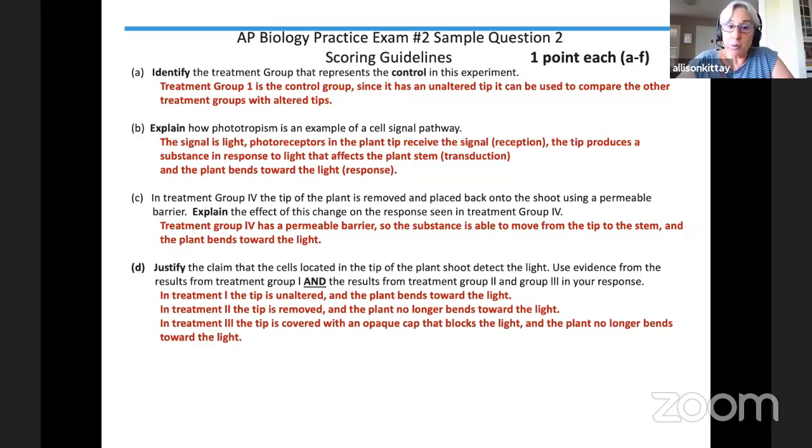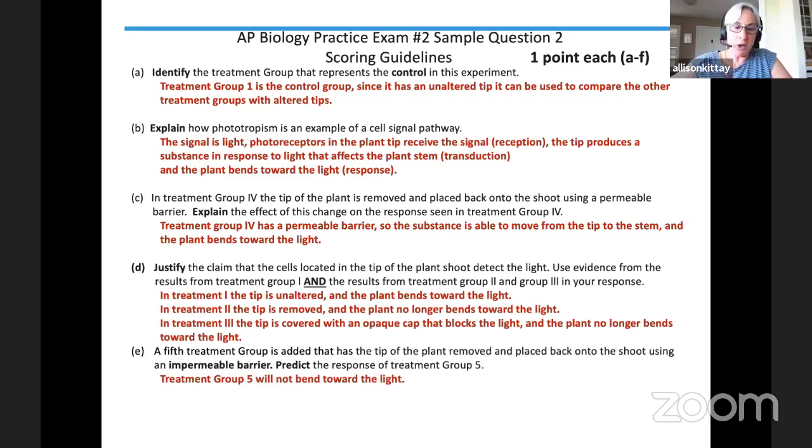So in treatment group 1, the tip is unaltered and the plant bends toward the light. In treatment group 2, the tip is removed and the plant no longer bends toward the light. In treatment group 3, the tip is covered with an opaque cap that blocks the light and the plant no longer bends toward the light. So it's something about the light and the tip that is causing that response.